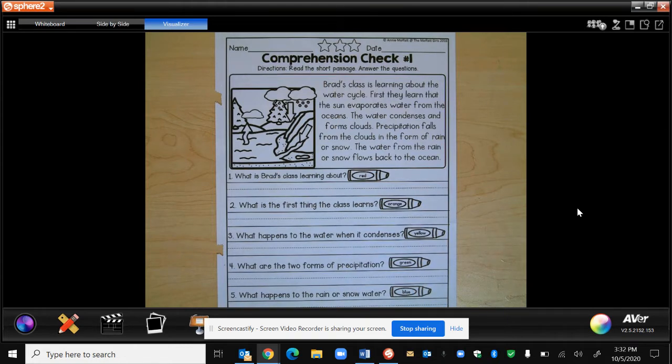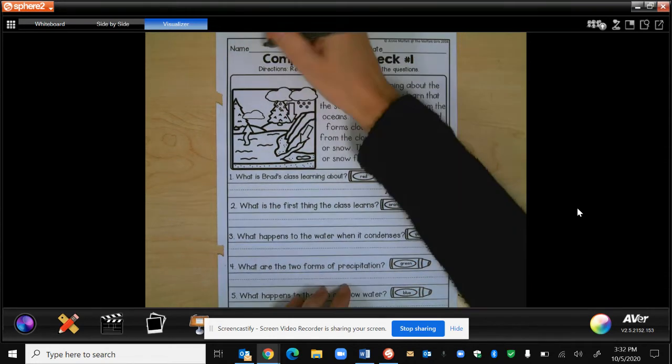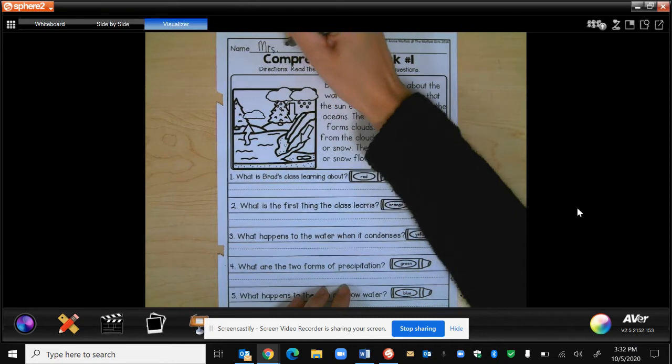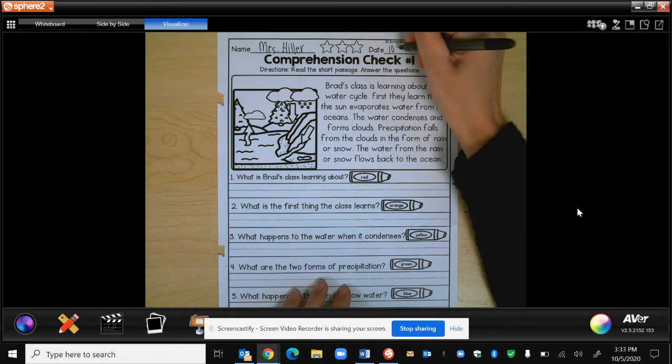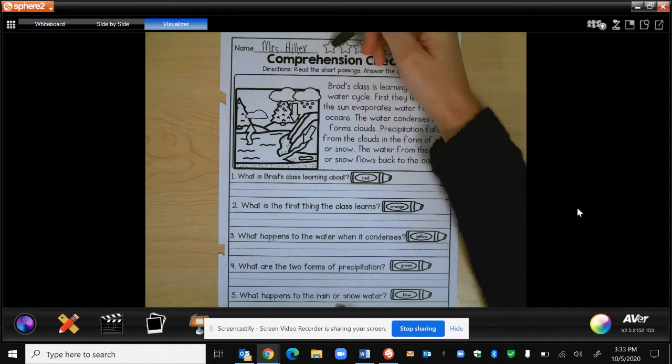Okay. So what we're going to do is this one, now we're going to start doing these together. Eventually, guys, we're going to move into you guys doing these on your own, okay? But since it's our first couple, we're going to do them together. So first thing it says, read the short passage and answer the questions. So I'm going to write my name up here. Miss Hiller. And then we'll write the date, 6-20.